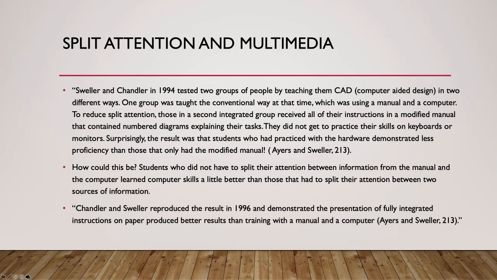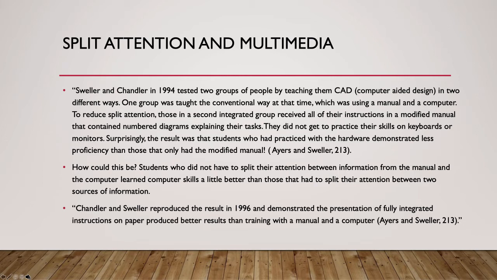Sweller and Chandler in 1994 tested two groups of people by teaching them CAD, computer-aided design, in two different ways. One group was taught the conventional way at the time, which was using a manual on a computer. To reduce split attention, those in a second integrated group received all their instructions in a modified manual that contained numbered diagrams explaining their tasks. They did not get to practice their skills on keyboards or monitors.